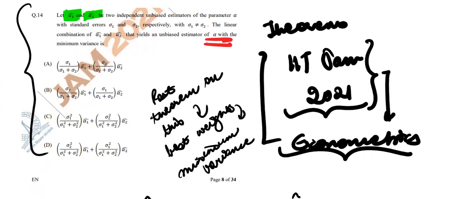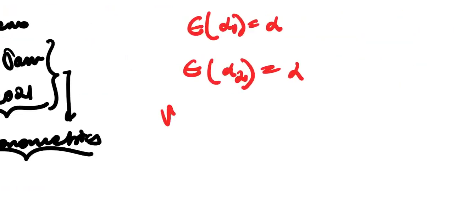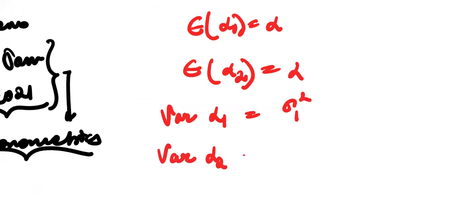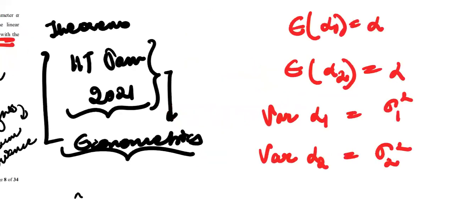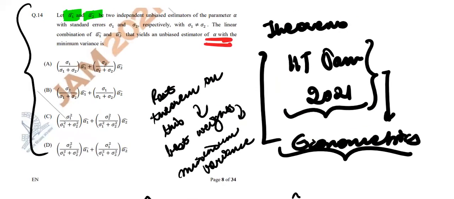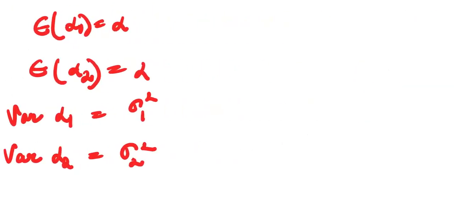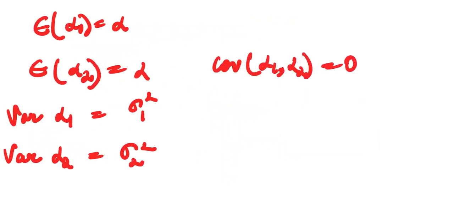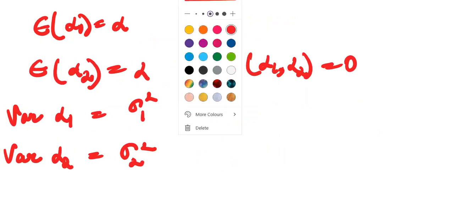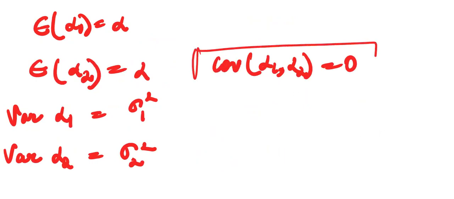Also, what is given to me is that the standard errors are sigma 1 and sigma 2. So the variance of alpha 1 is sigma square 1, and the variance of alpha 2 is sigma square 2. Also, they are independent unbiased estimators. Because they're independent, the covariance between alpha 1 and alpha 2 is 0. That's the property of being independent, right?